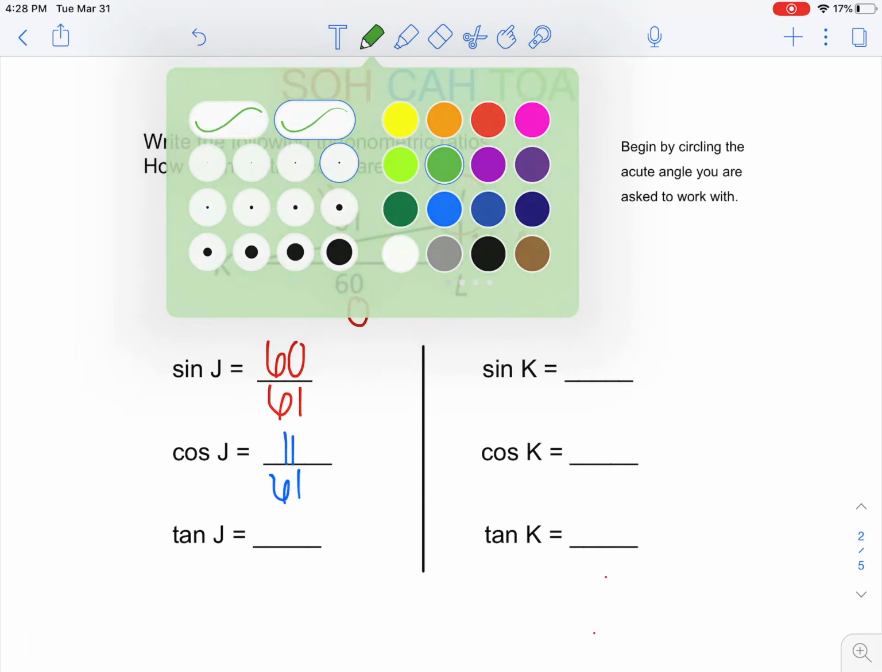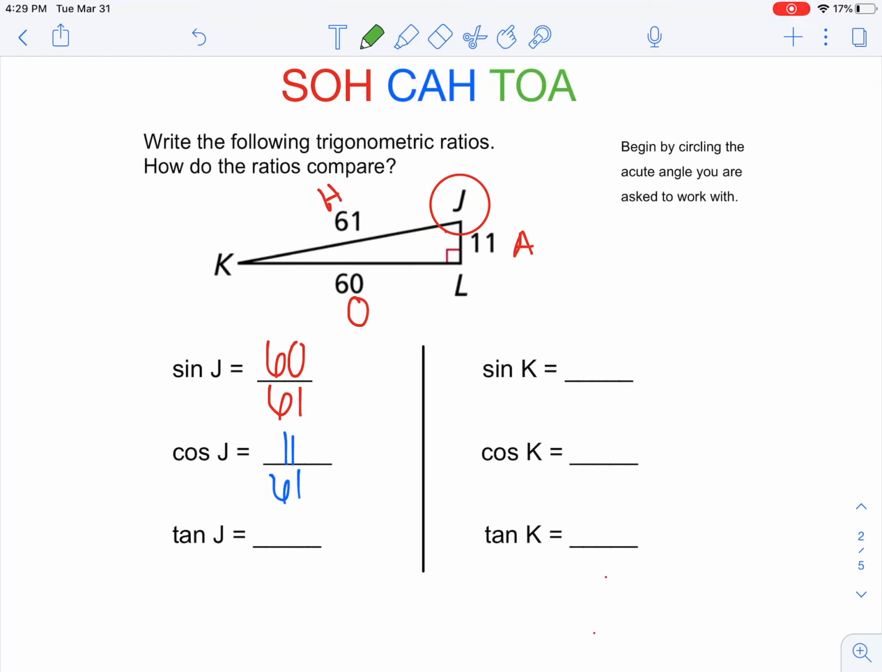Next, I'm going to find tangent of angle J. Again, working with the same angle, so I can leave my markings. So tangent is opposite over adjacent. So my opposite side was 60 over my adjacent side, which was 11.